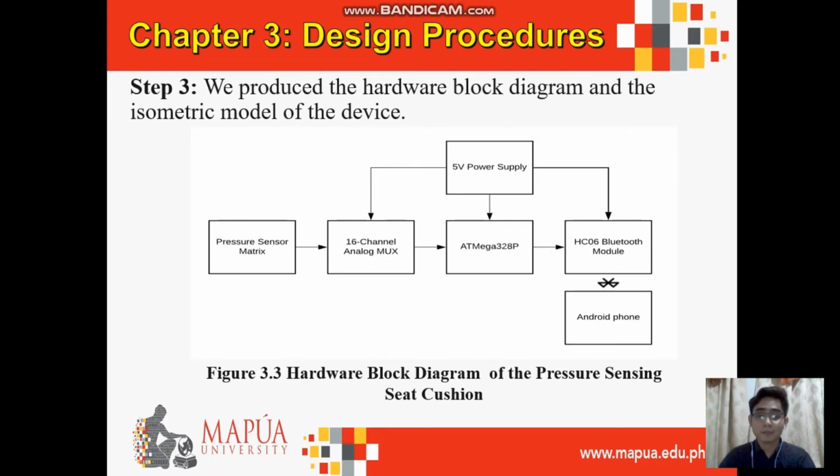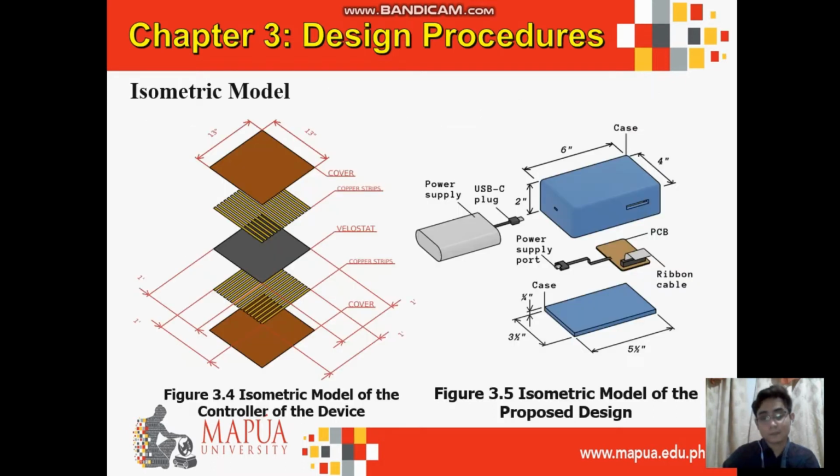Next, we have the hardware block diagram of our device. You can see that the pressure sensor matrix is connected to the multiplexer, which is connected to the microcontroller, which is connected to the Bluetooth module, which will be connected to the Android phone via Bluetooth. You can also see that the multiplexer, the microcontroller, and the Bluetooth module are all powered by the 5 volts power supply on the power button.